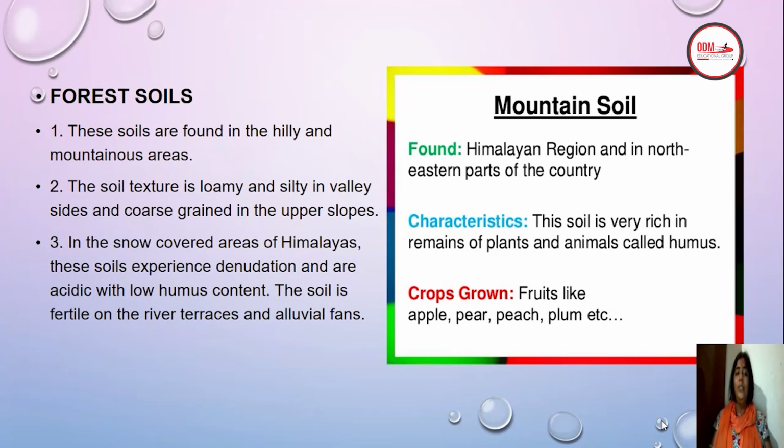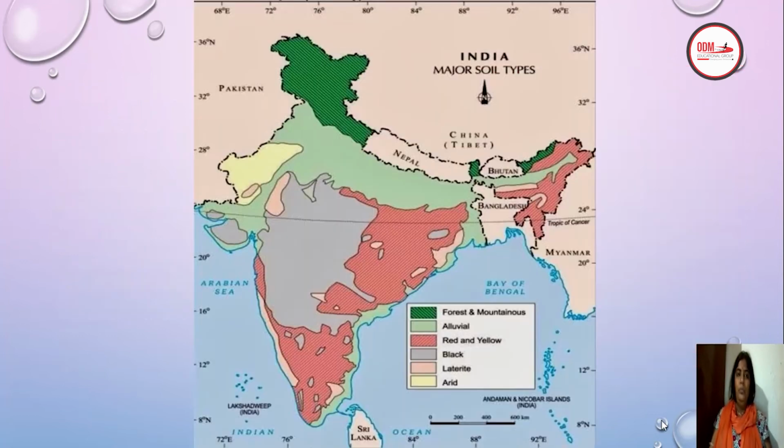The soil is fertile on the river terraces and alluvial fans. These are found in Himalayan regions and in the northeastern parts of the country, and they are very good for fruits like apple, pear, peach, and plum. Now you can see the green portion of the area shown in the map of India, which is mostly your forest and mountainous soil. So it is mostly Jammu Kashmir, Uttaranchal, Himachal, then Sikkim, and parts of your Assam.